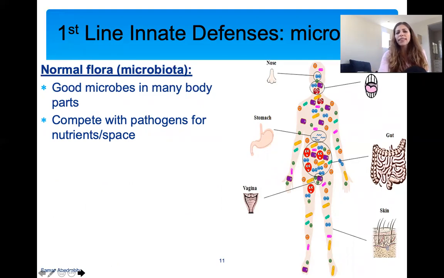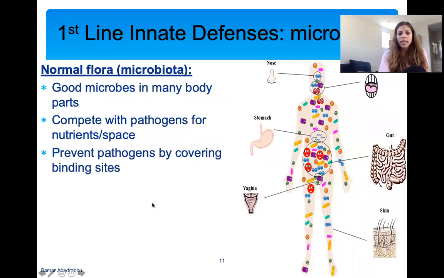So that's how they're protecting you. They prevent pathogens by covering different binding sites on your body by using nutrients. There have been a lot of research studies saying that babies who are born by natural vaginal delivery have a stronger initial immune system than babies born by C-section. Babies born by C-section is when you cut the mom's stomach open and you take the baby out.